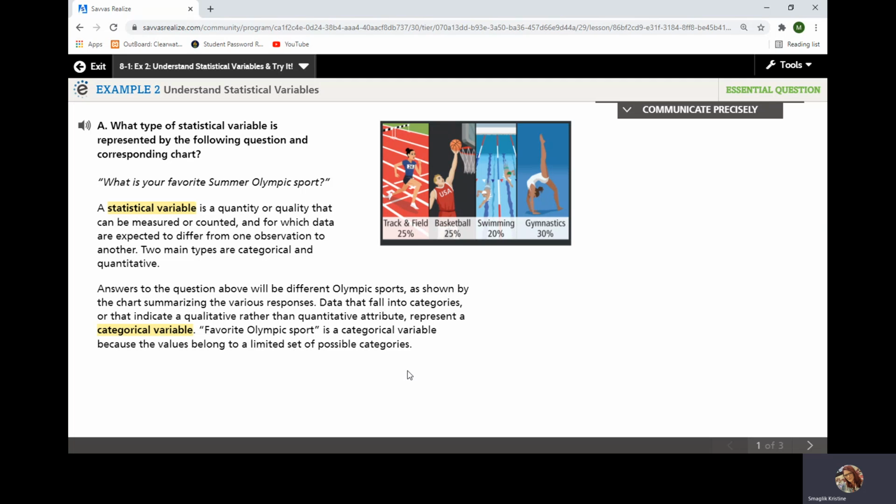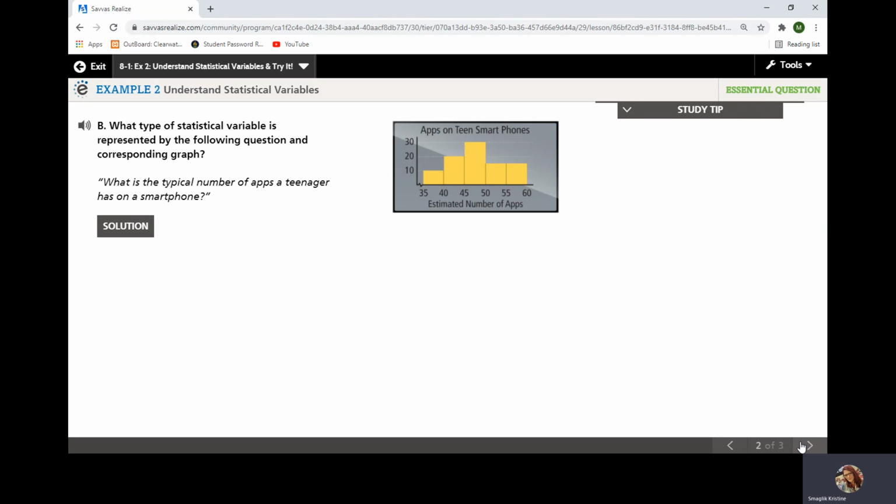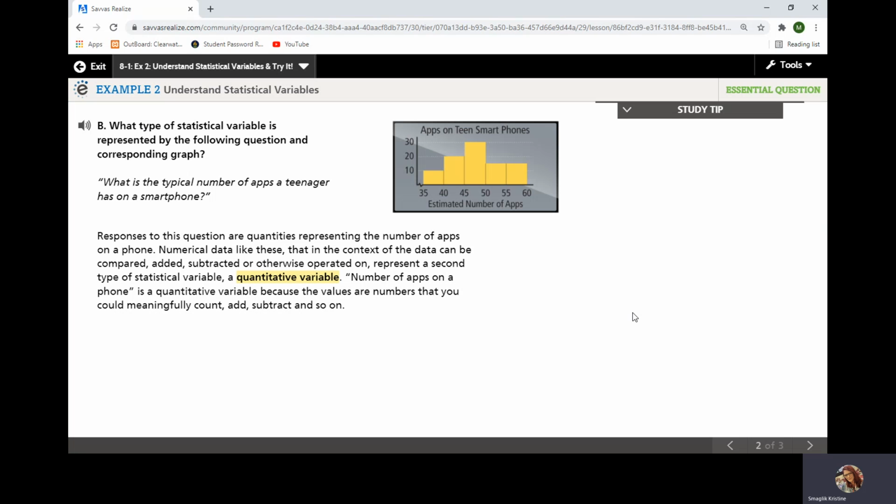We're going to have categorical and quantitative. This one is categories. Categories focus more on attributes. They're more qualitative. Favorite colors would fall into a categorical variable. And then we'd have what's called quantitative. And quantitative deals with numbers. And in this example, what is the typical number of apps a teenager has on a smartphone? Notice you can count those. You can perform mathematical operations on that data. Therefore, that is a quantitative variable.